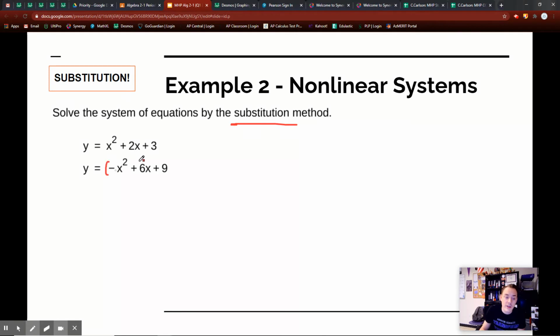The first thing I want to do is substitution, not elimination, my bad. I just want to substitute one of these. This is y equals. Well, hey, that's a y. So all I have to do is just put it right there. So what does this equal? This is my first step: negative x squared plus 6x plus 9, and then equals the rest of the equation, x squared plus 2x plus 3. This is how you find an intersection point.